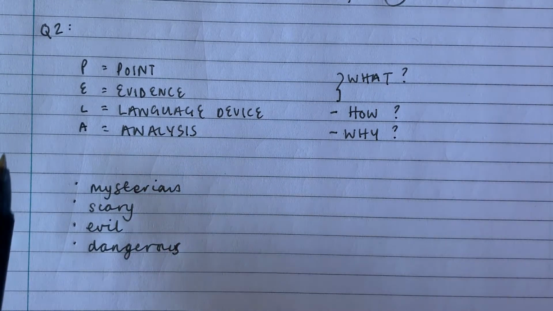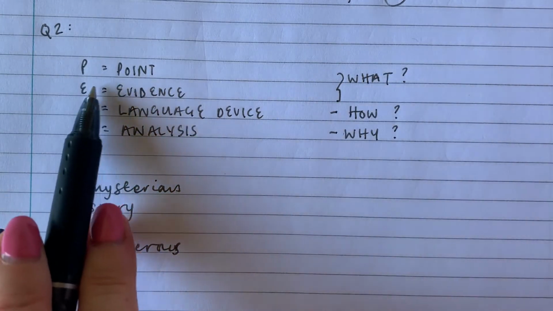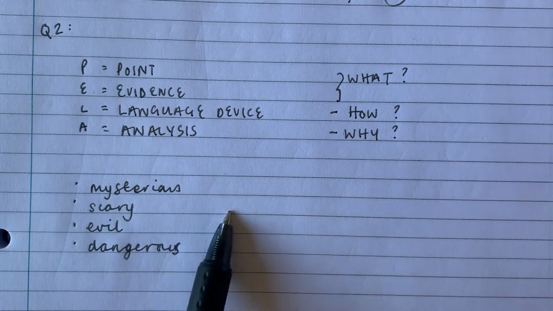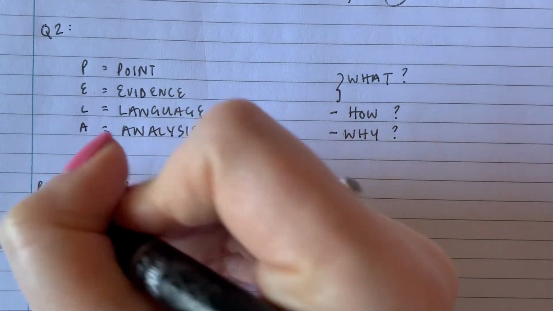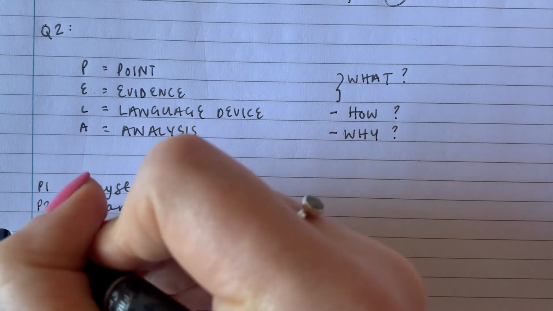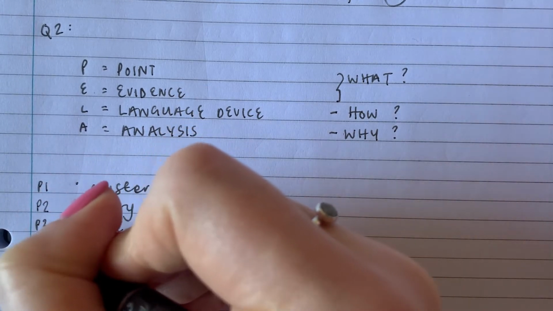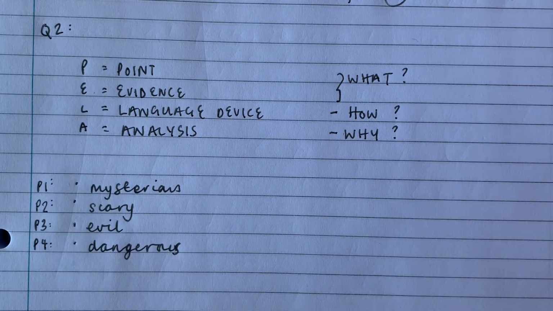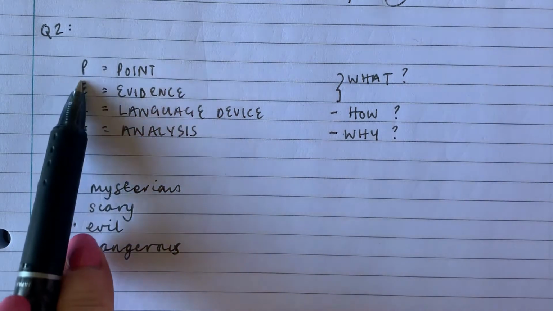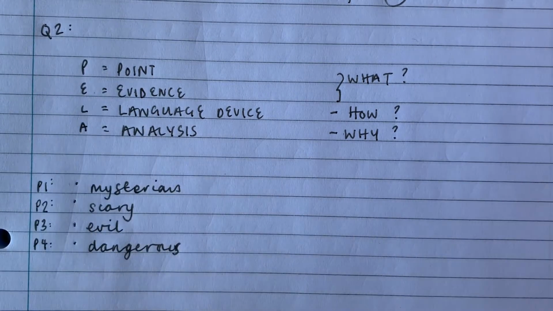I would need to now link with my what, or my second point, which is my evidence, quotations to each of those points to prove that. Now you'll notice that these points I would develop into paragraphs. Completely separate paragraphs where I answer and keep my point, my what, incredibly clear. Because in each of these paragraphs, I'm going to go through a point, an evidence, a language device, and an analysis, or what, how, and why for each one.